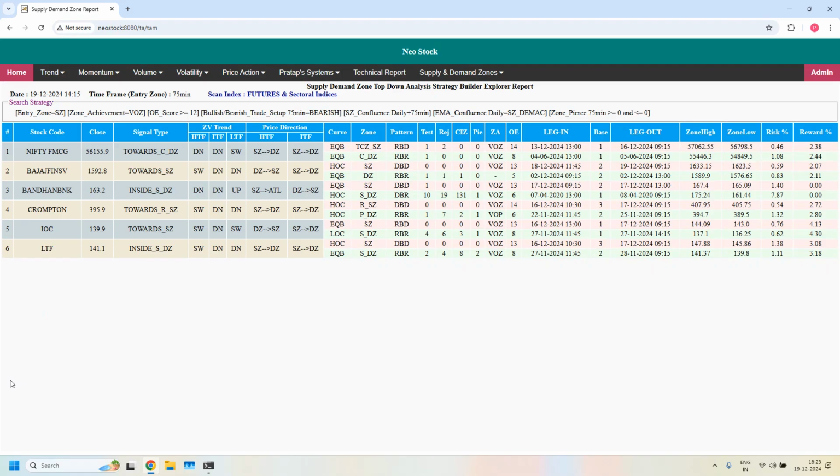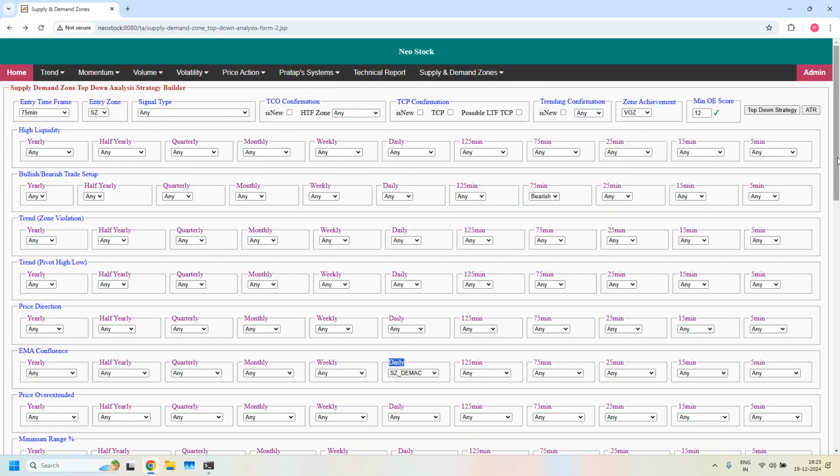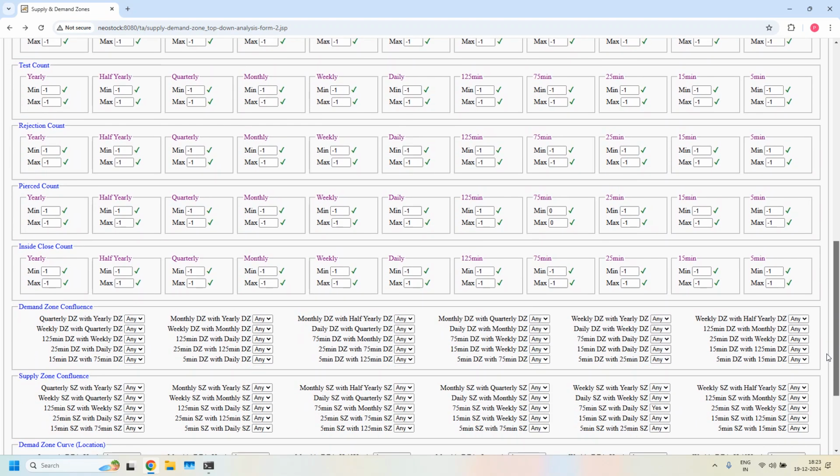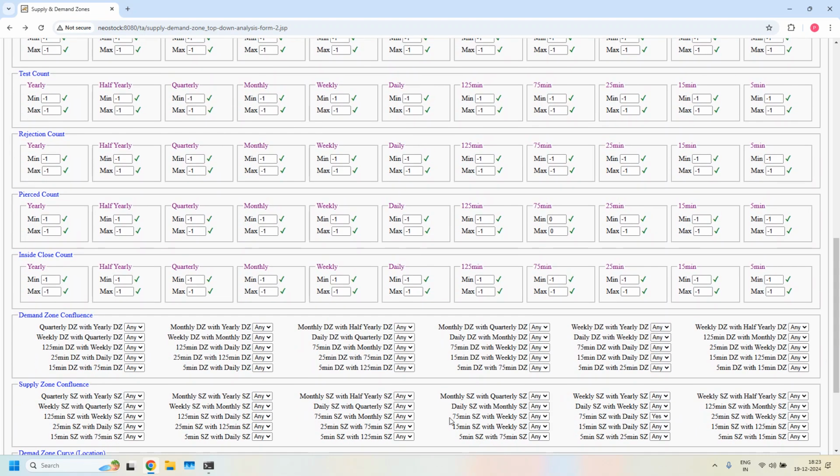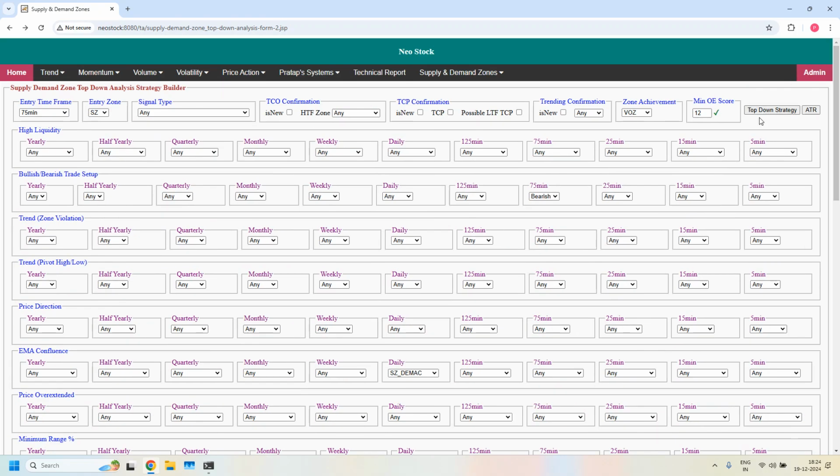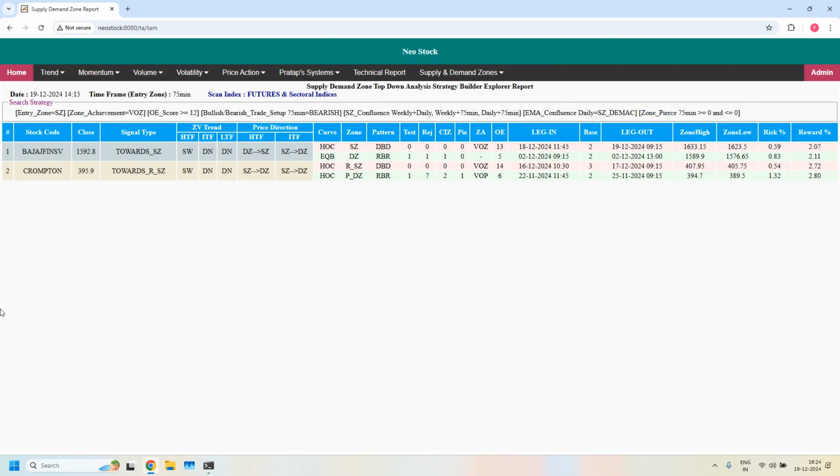Next, let us filter based on LTF, ITF and HTF supply zone confluence. We need to set 2 more additional filters. 75 with weekly supply zone confluence, daily supply zone with weekly supply zone confluence. With these 3 filters, we got 2 stocks.